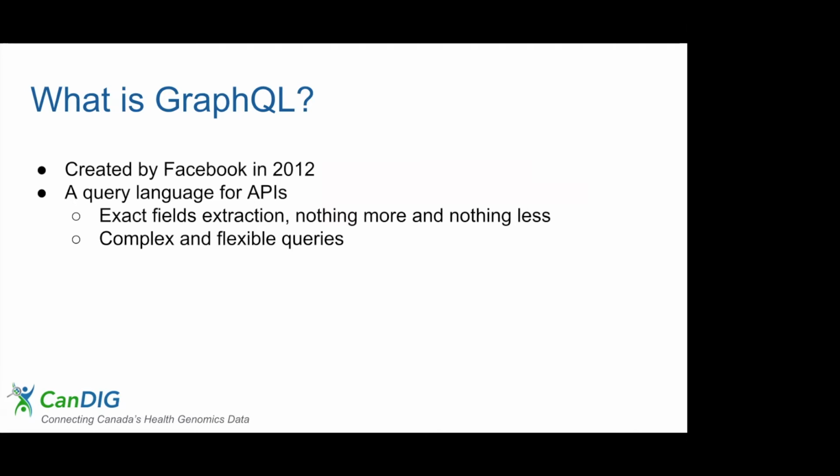So GraphQL was created by Facebook in 2012. It's a query language for APIs. It enables exact field extraction, so the user can define what fields they want. The GraphQL interface will return nothing more and nothing less than what they requested. And it also enables complex and flexible queries.